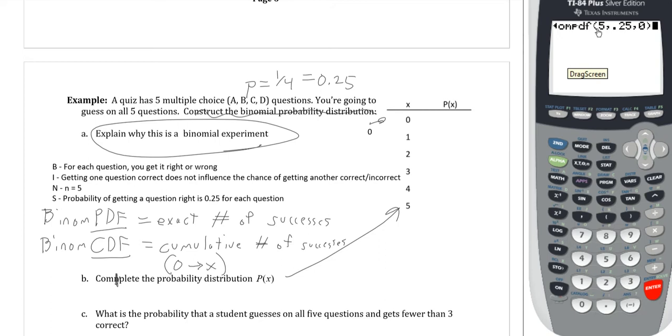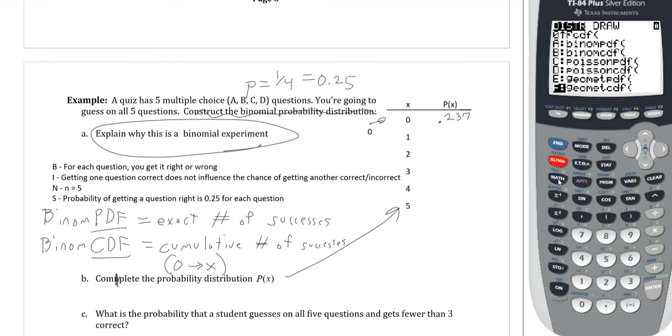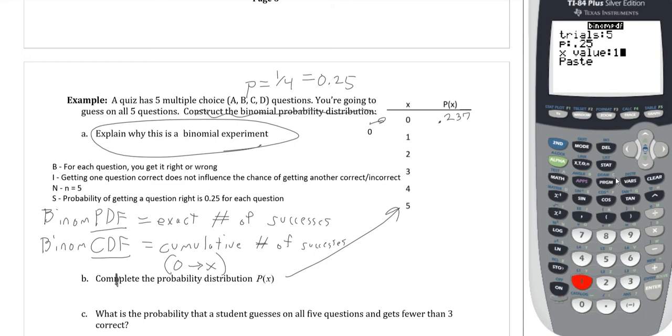If you do not have the wizard, it should look like this. 5, comma 0.25, comma 0, and then you end the parentheses. Hit enter to run that, and what you get is 0.237. That would be the probability of getting 0 successes, or getting 0 questions correct. I can run that again and do second VARS. Binompdf is on A. My calculator is kind of slow, so I'm just going to skip down to that. And we have 5 trials, 0.25 probability of success, and 1 success now. So I only need to change that last number. That will give me a probability of 0.396.